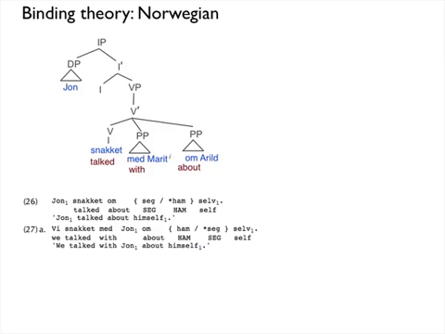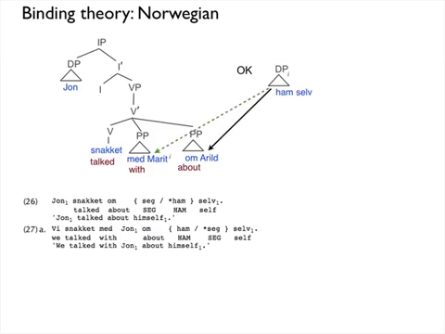Old English used to have a preposition like that, and it disappeared, and with came in and took over. So that's the Germanic with. And then we've got about Ariel. So John spoke with Marik about Ariel would probably be a more idiomatic translation, right?